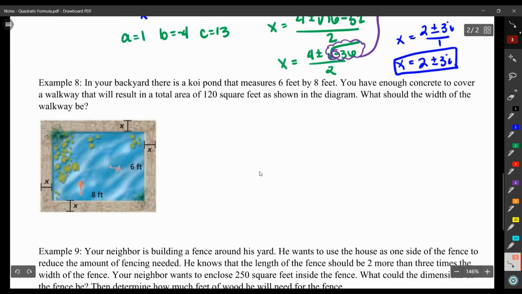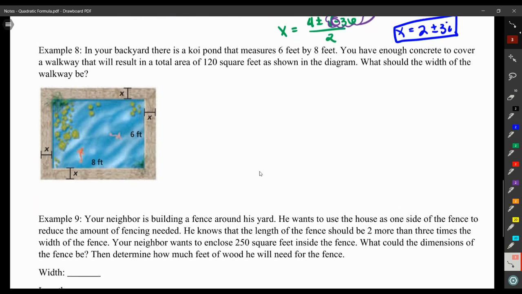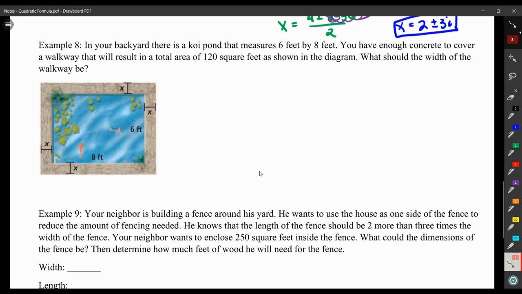Let's look at a real-world example. So in your backyard, there's a koi pond that measures 6 feet by 8 feet. You have enough concrete to cover a walkway that will result in a total area of 120 square feet, as shown in the diagram. What would the width of the walkway be?